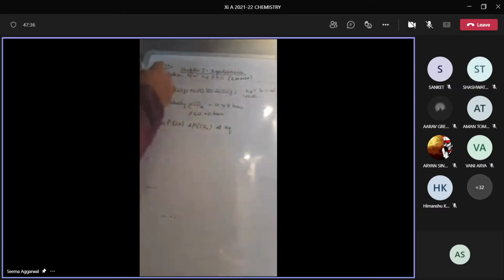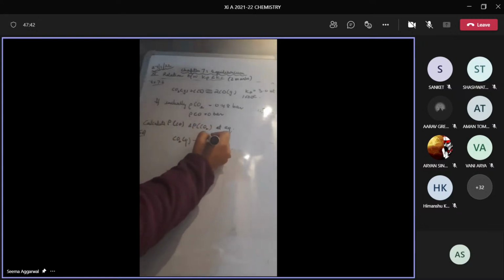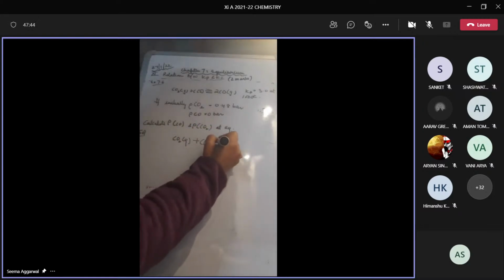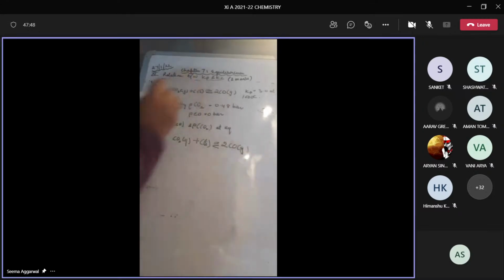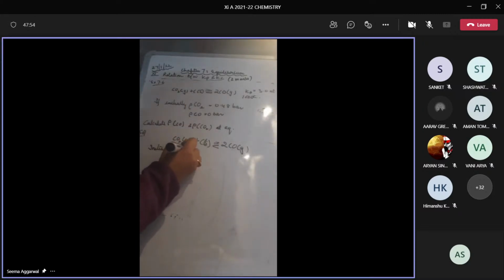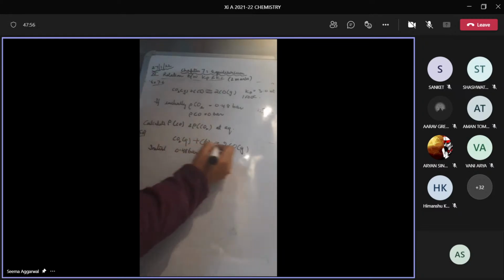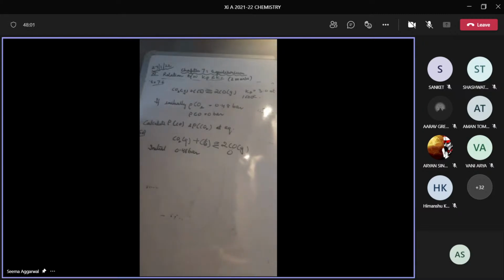So what we are given is the initial pressure. We have to calculate the pressure at equilibrium. So this is my equation. Concentration of pure solid I can take as 1. Initially, the initial is 0.48 bar. Initial means this is not formed. Solid you do not consider at all.